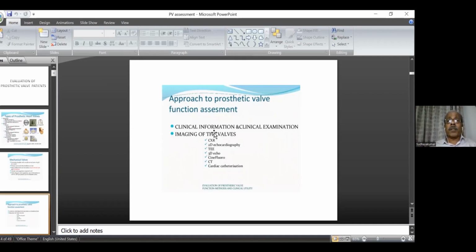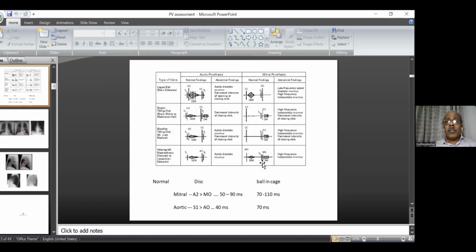That's the most important thing, because if the patient is clinically stable without much symptoms, I think we need not bother very much. Then clinical examination, I will concentrate not on the routine cardiac evaluation. All of us should know systematic cardiac evaluation, but I will concentrate only on the prosthetic valve. Then imaging of the valves with X-ray, fluoroscopy, 2D, 3D echocardiogram, transesophageal echocardiogram. Then cardiac CT has a role coming up, and catheterization is seldom needed unless we are thinking of something unrelated to this. And these are the auscultatory findings.